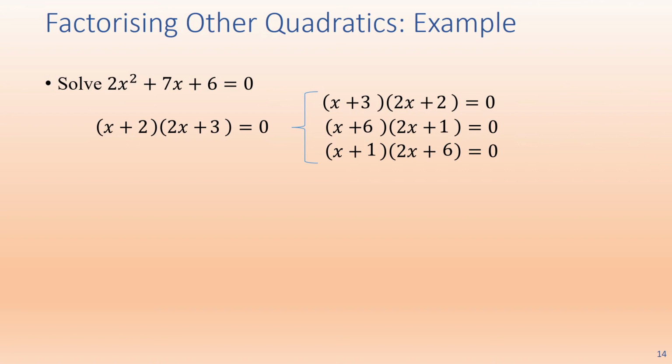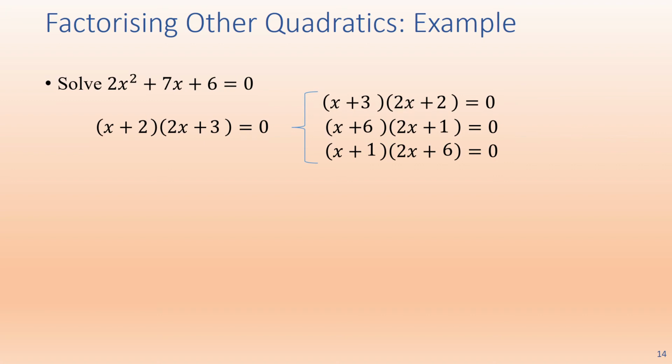Now when we multiply out the first one there, we'll get our 2x squared, of course. We now get an x times the 3 is 3x, and a 2 times the 2 is 4x. So the 3x and the 4x will give us the 7x that we're looking for. So that's our correct factors.